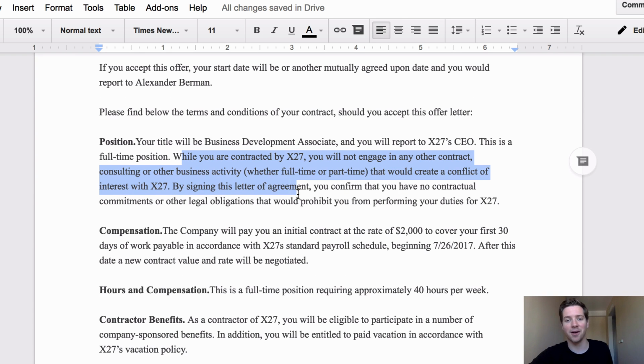I don't know how many of our contractors actually follow this, but we put it in the contract anyway, which says that if they work for X27, they're not going to engage in any other contract or consulting or business activity that would create a conflict of interest. I like my contractors to be able to do their own thing, but what we don't want to run into is a contractor working on marketing for digital agencies with X27 and then doing the exact same thing for digital agencies with their own agency at the exact same time. That seems like it would split their effort a little bit too much.